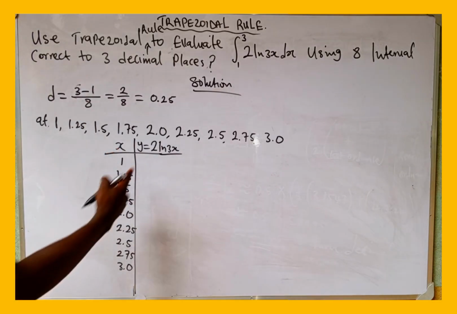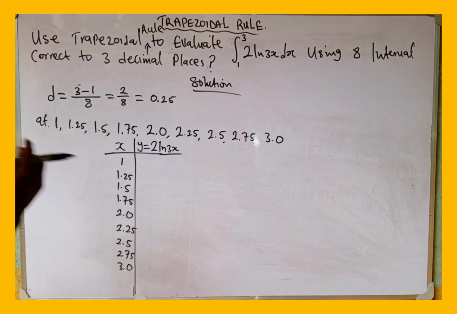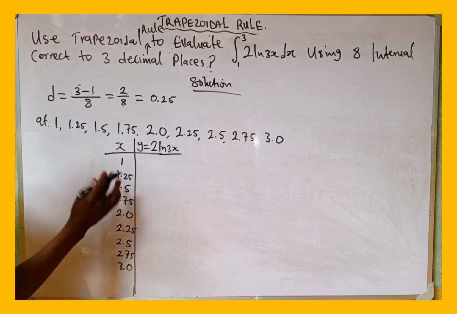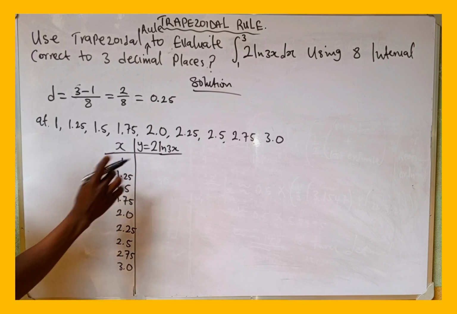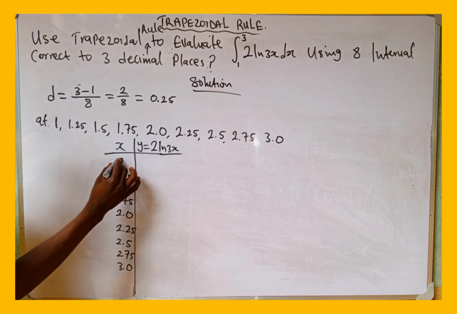The next one is the function. To fill this column, anywhere we see x, we are going to substitute each of these points for x. So this first one is 1 here.